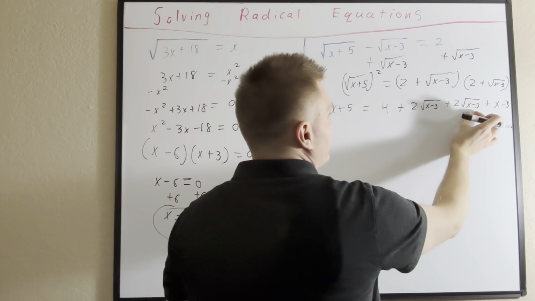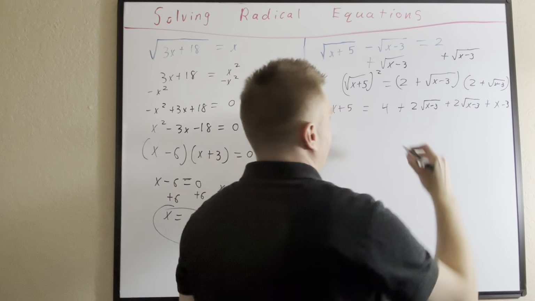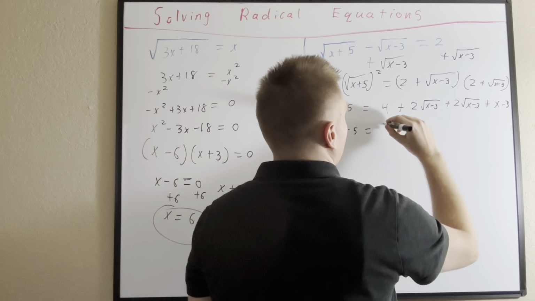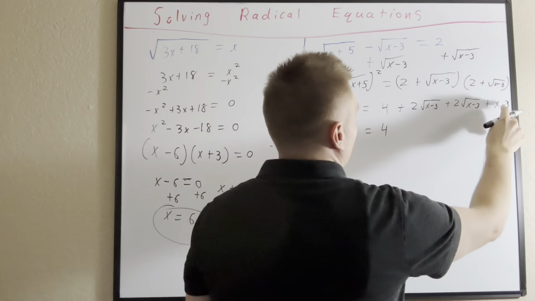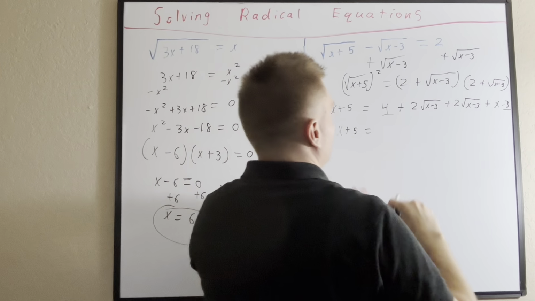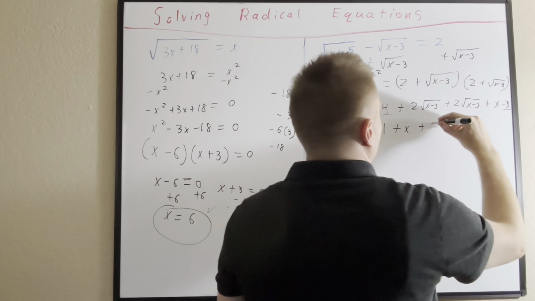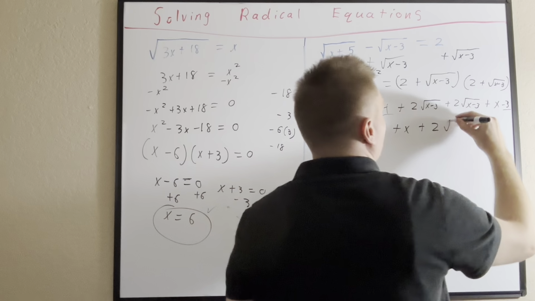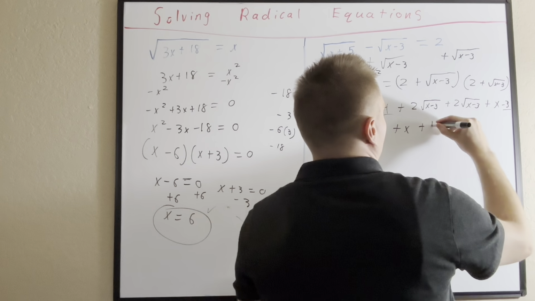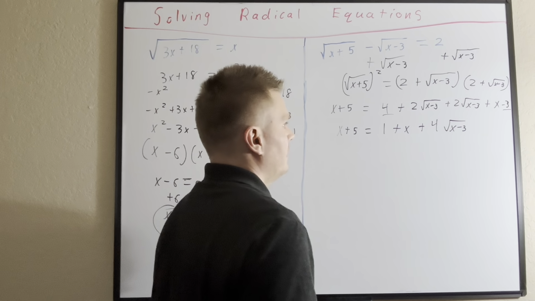These are actually like terms, so we can combine them. Isn't that fun? So x plus 5 stays the same, equals 4, right? 4 minus 3. Let's combine those like terms as well while we're at it. Just 1 plus x plus 2 times the square root. No, it's 2 plus 2. So it would be 4 times the square root of x minus 3. Okay, now we're getting somewhere.